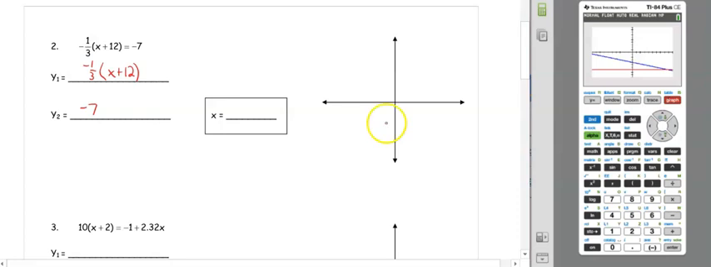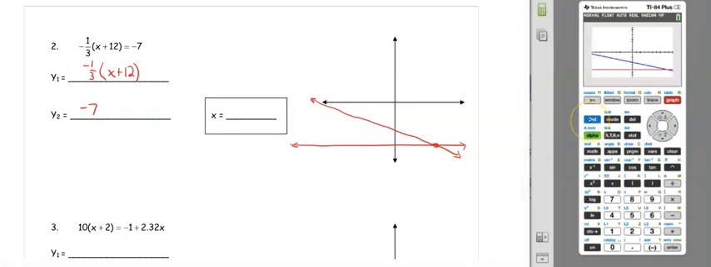So we're going to draw a picture of our graph. Here is our intersection. Then we're going to find that intersection. So we're going to hit second trace, option 5. We hit enter 3 times. So that intersection point is going to be 9, -7. So x equals 9.